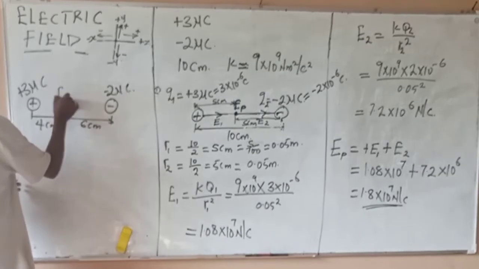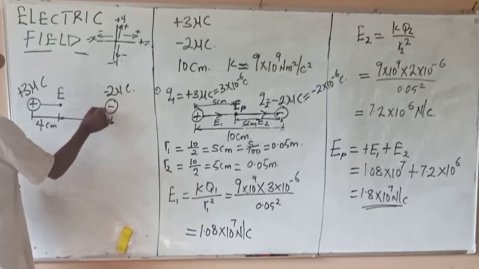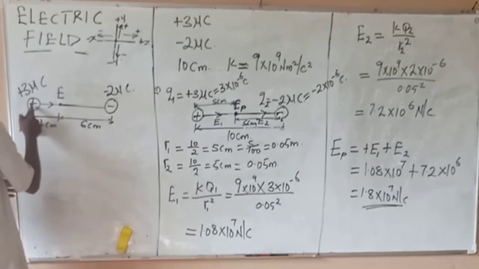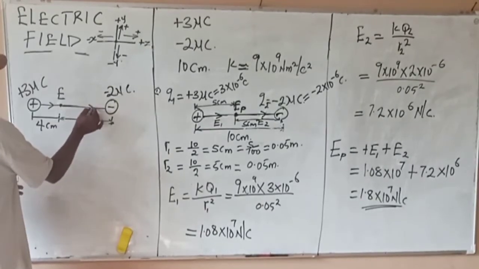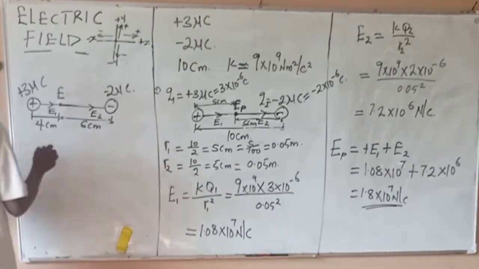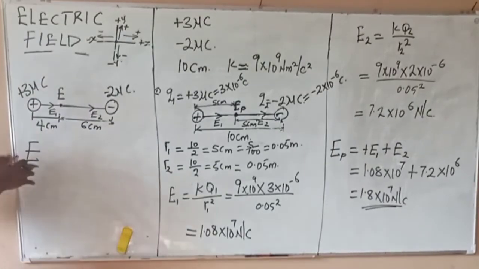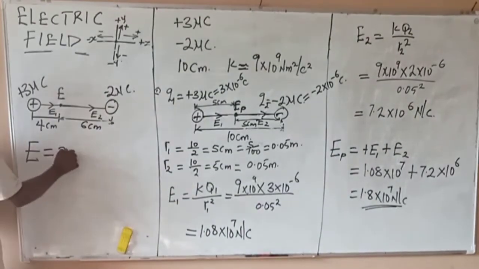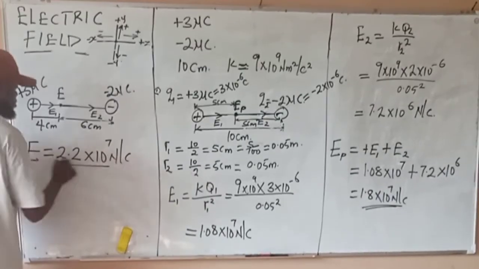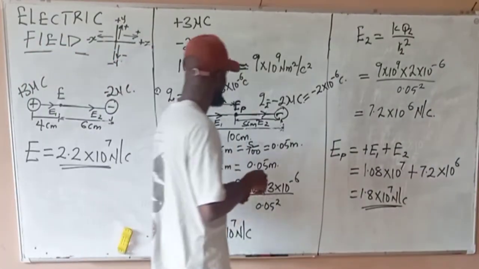So here, what will be the electric field at that point? If you draw a field line to this place, the direction of this field line is going to be away from this positive side and moving towards the negative charge. So this one will be your E1 and this one your E2. So the electric field at this point P, I want you to do it yourself, you are going to have 2.2 × 10^7 newton per coulomb. Try and see if you can do that. It's a very, very simple case.